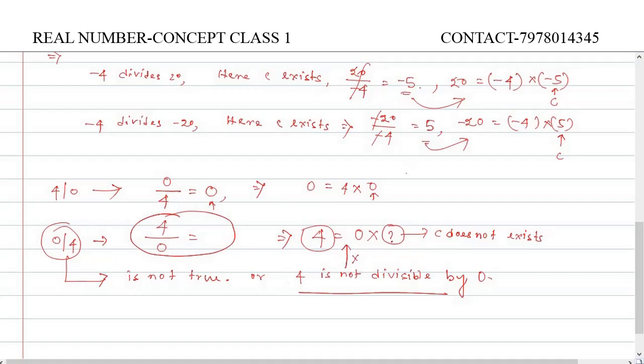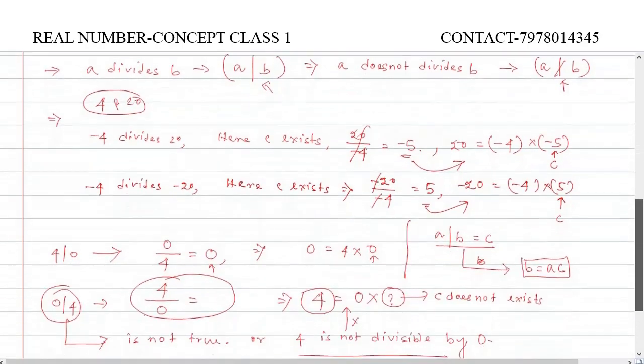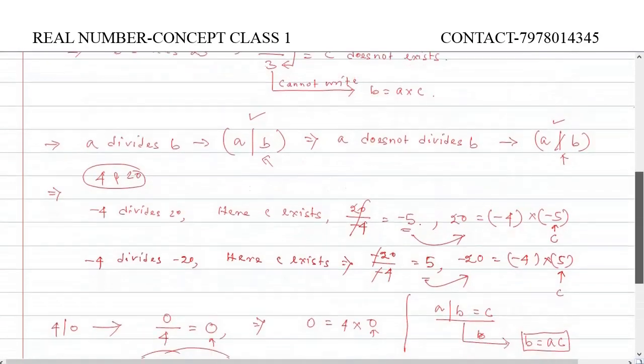Now you understood? So what did you learn here? We learn that if a is an integer and a divides b, then there must exist c. So if this statement is true, we can write it as b is equal to a into c. So thank you students. Remember this. In the next class we will study concept 2.